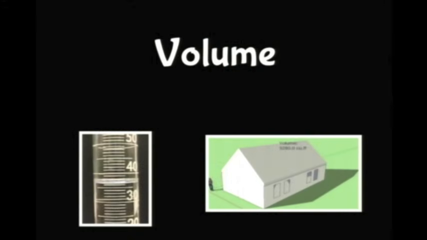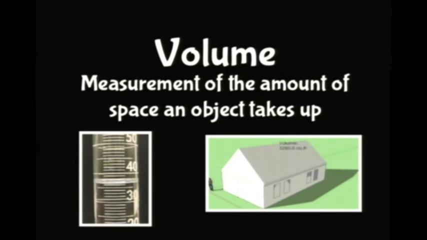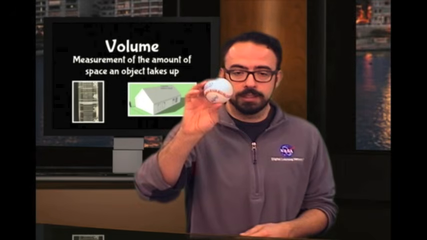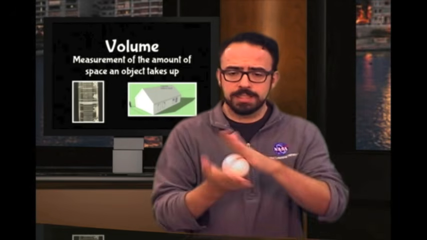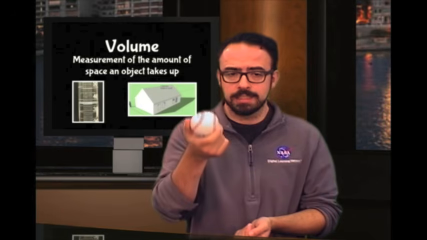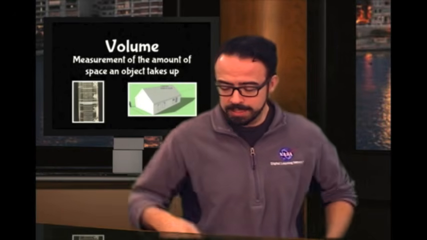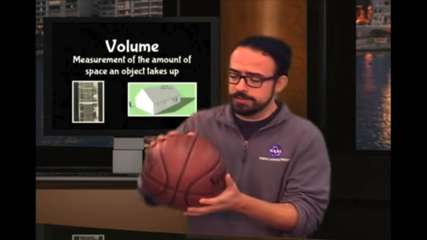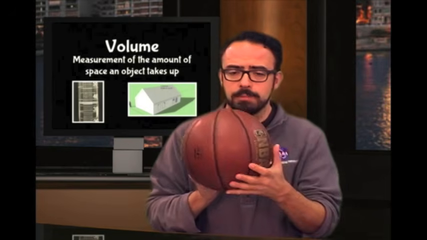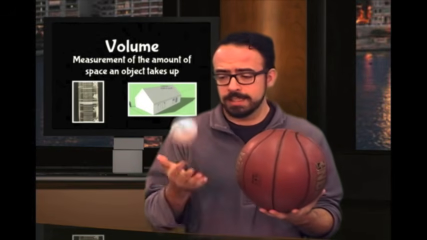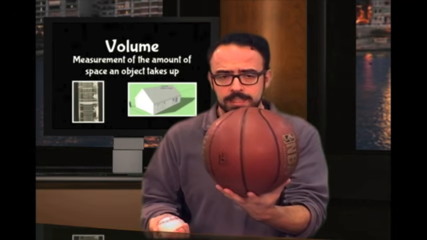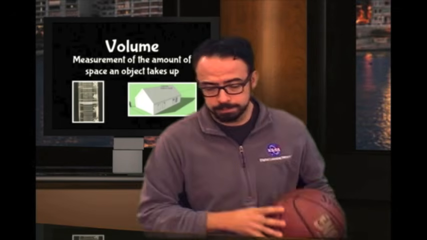Now, volume is not what you're thinking if you're thinking about how loud something is. When we talk about volume in terms of states of matter, we're talking about a measurement of the amount of space that an object takes up. So I have a shape right here, a sphere, a baseball, and it takes up a certain amount of space. I could calculate the amount of space that this baseball takes up. I also have another sphere, a basketball, and this basketball happens to be a larger sphere, so I can say that the baseball has less volume and the basketball has a greater volume.